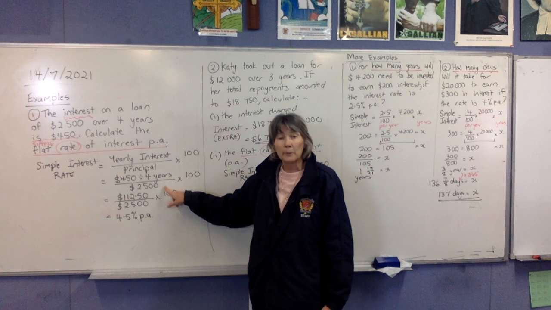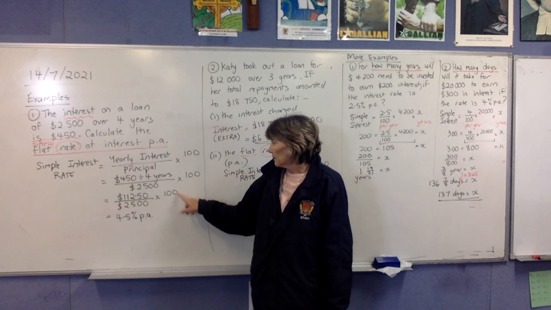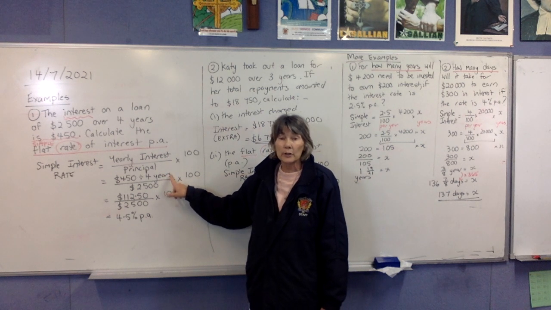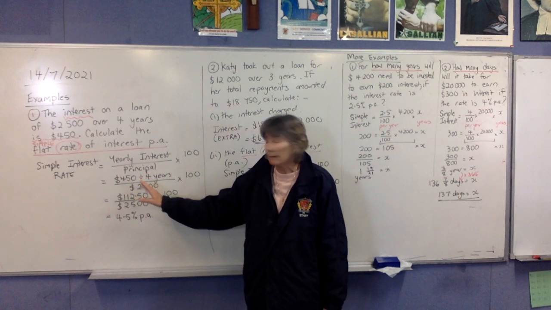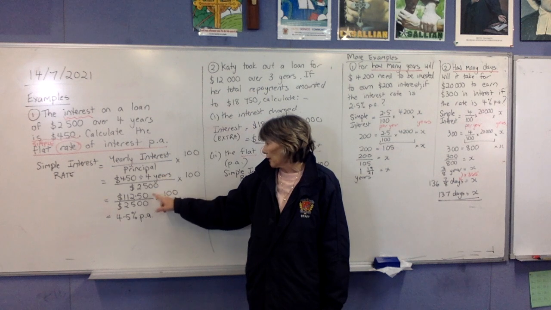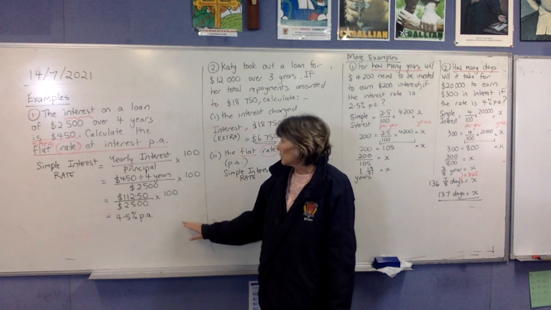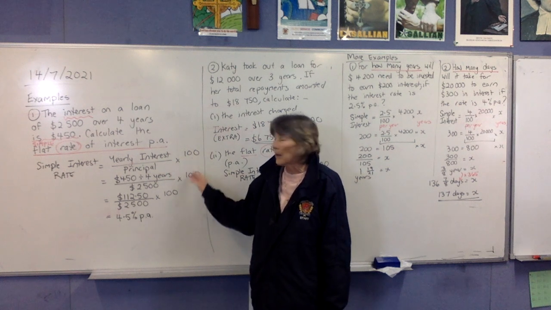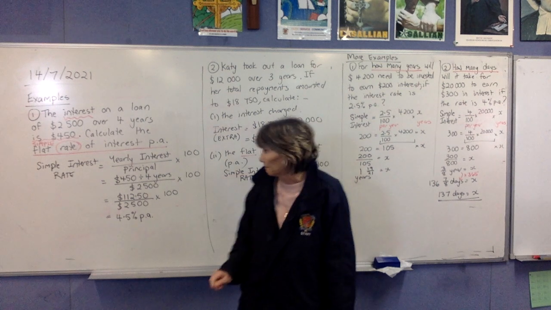Then on the bottom goes the principal, the loan amount, times by 100. Now if you can work that out first, you don't need to. If you want to put all of that and calculate it just like that, you can. Otherwise you can work that out first, and the final answer is 4.5. Just remember to put percent per annum on the end, because that's actually what you're finding. A simple interest rate measured in percent per annum.